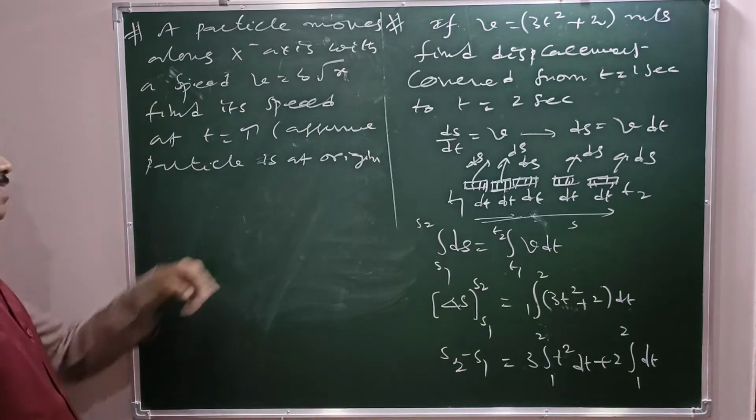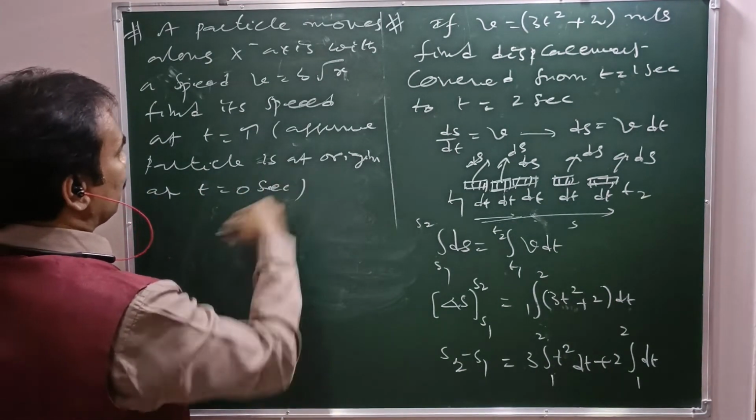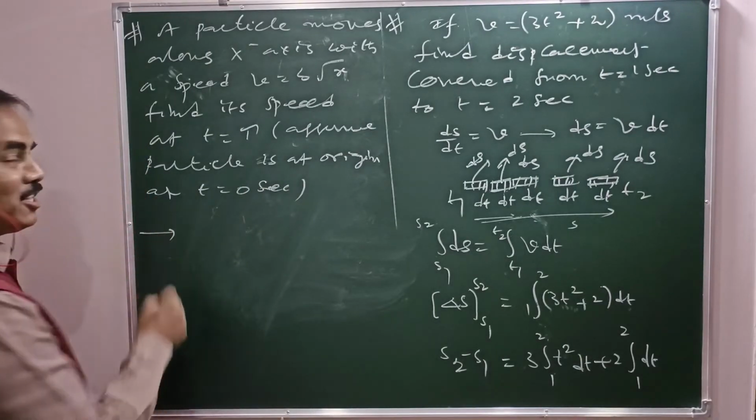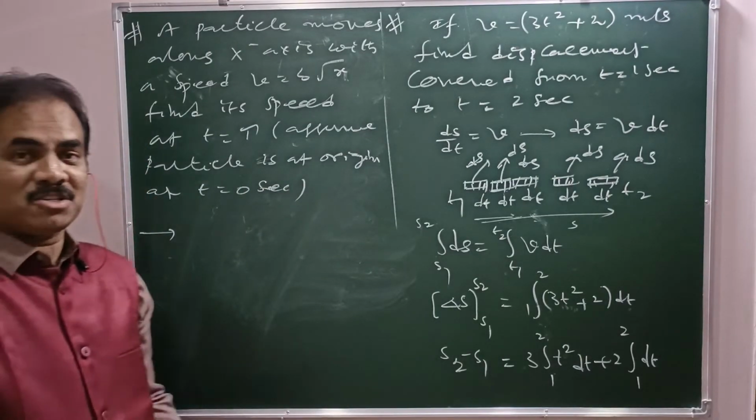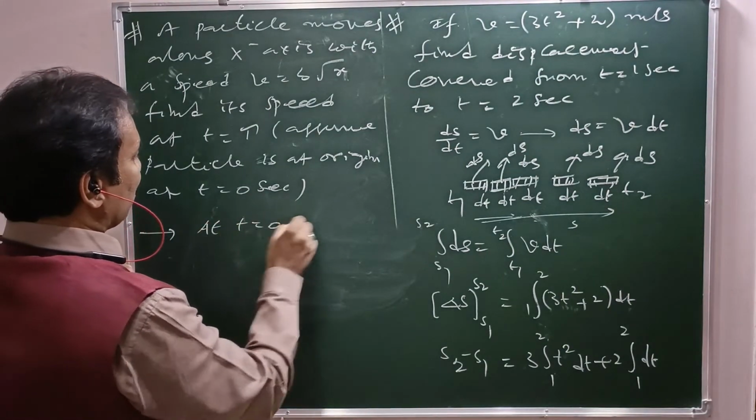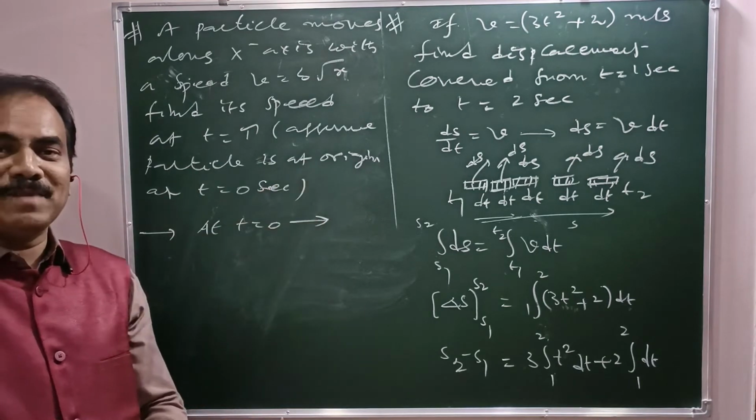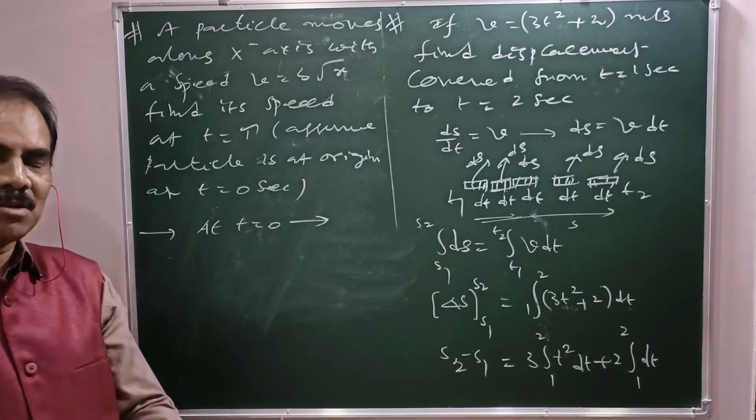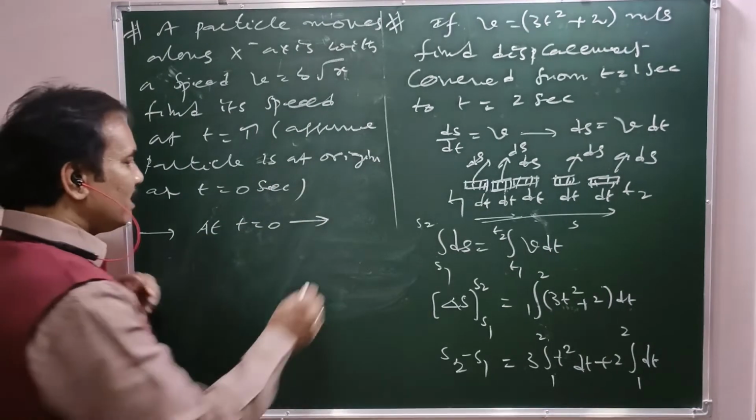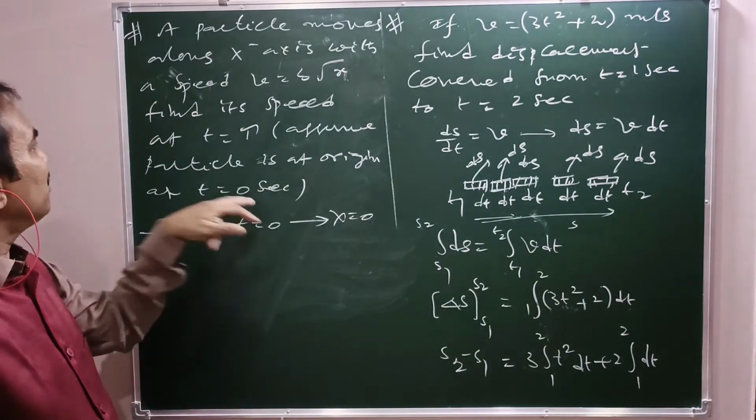Assume that the particle is at the origin at t equal to 0 seconds. At t equal to 0 means initially, when our observation starts. So at t equal to 0, what is the position of the particle? It is at the origin, which means there is no position coordinate for the particle, that is, at t equal to 0, x equal to 0. That is the condition.